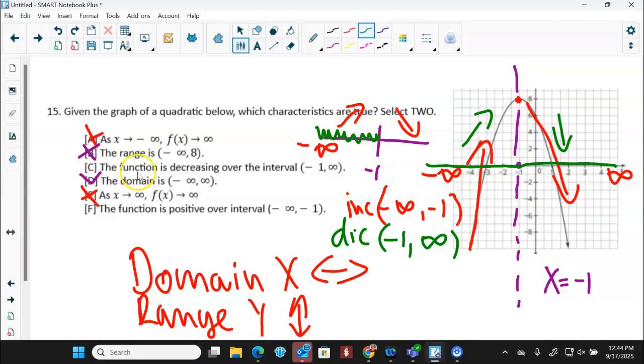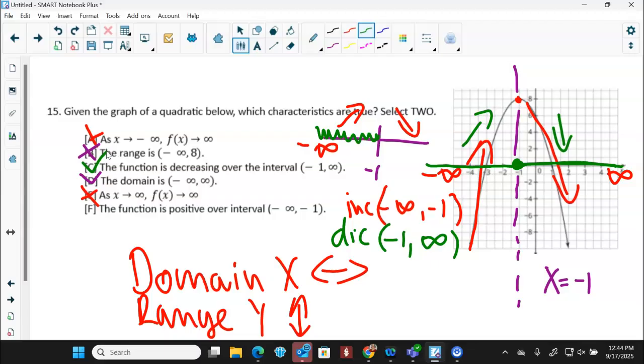So here it says the function is decreasing over the interval of -1 to positive infinity. It's going down. It is correct. Over -1 to positive infinity, my function travels down. So this is also a correct statement, which assumes that f would be incorrect.